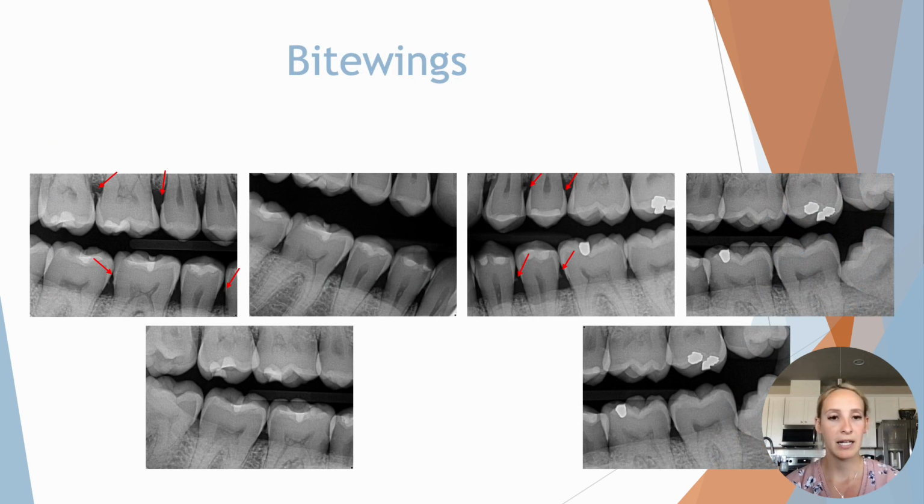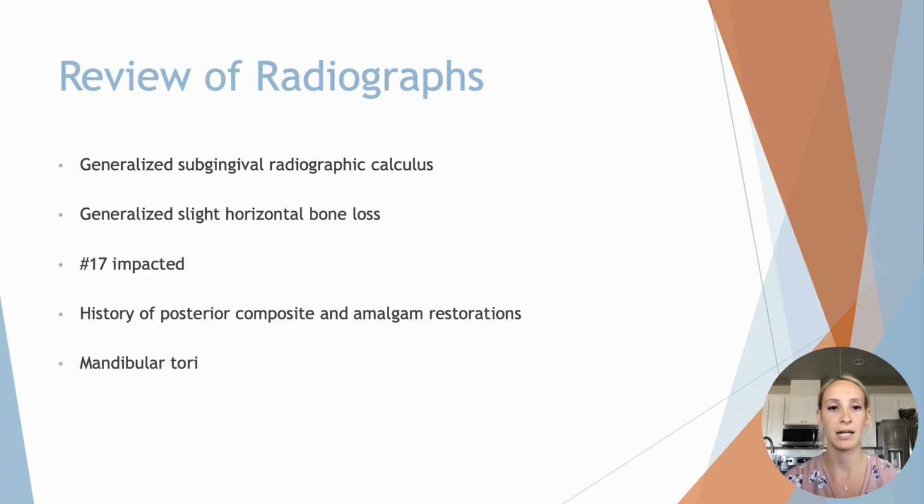And here are the bite wings that were taken. As you see, the arrows are pointing to some radiographic calculus on the posteriors. There are also some composite and amalgam restorations on the posteriors, and then there's some generalized slight horizontal bone loss as well. And a breakdown of the radiographs: generalized subgingival radiographic calculus, generalized slight horizontal bone loss, number 17 is impacted, and then the history of posterior composites and amalgam restorations, as well as mandibular tori, which we will get to when I show the full CMS.